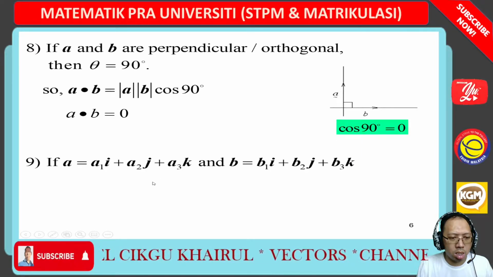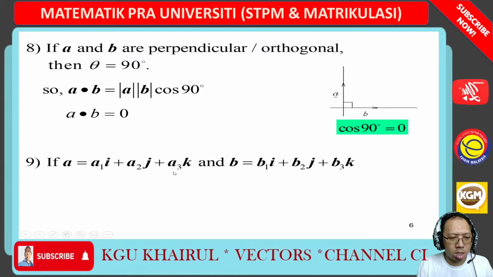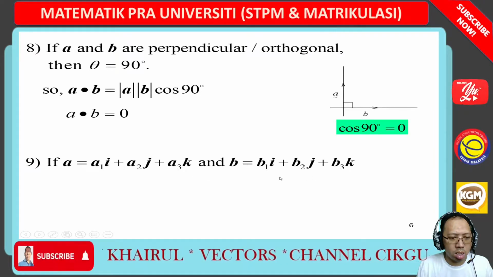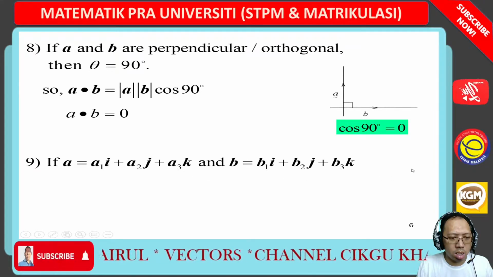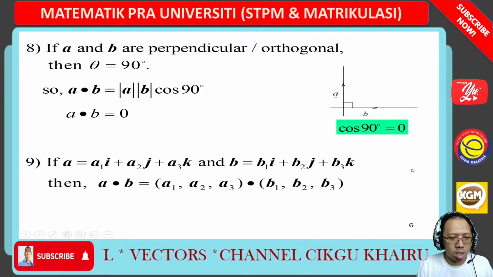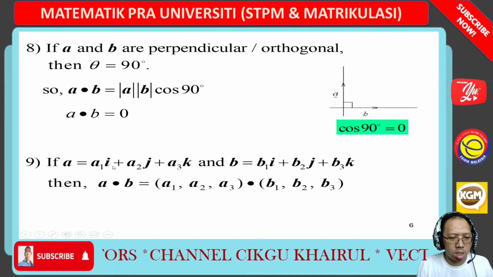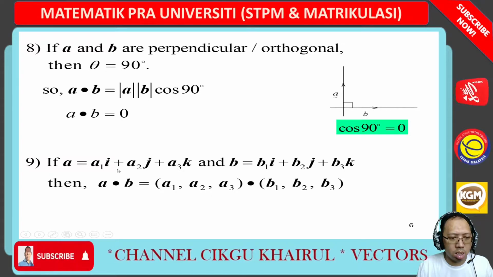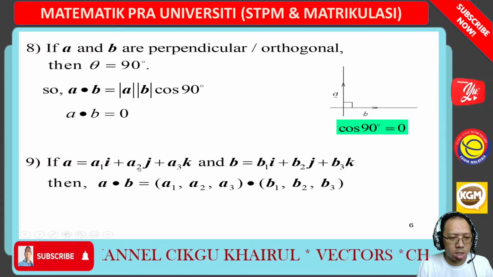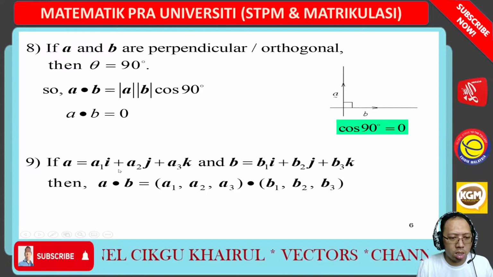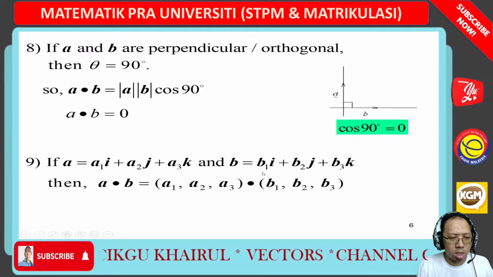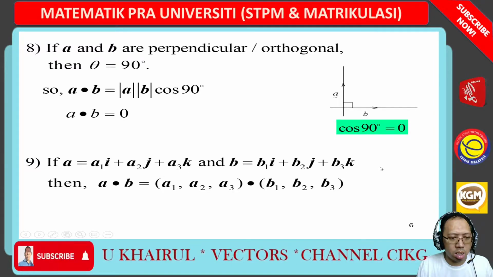So this one, what happen if we have two vectors and we multiply both? Okay, macam mana darabkan dua vectors untuk dot product? So in this one, dot product for the same component, let's say i, j, and k. So i dot i, j dot j, and k dot k, we get 1.